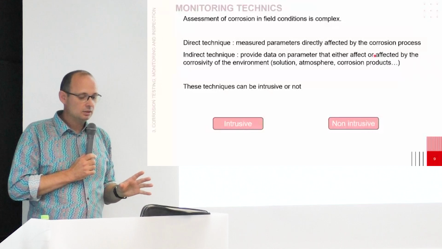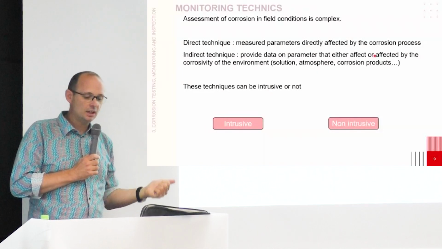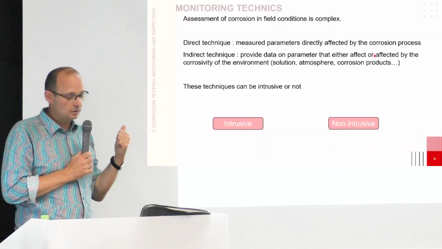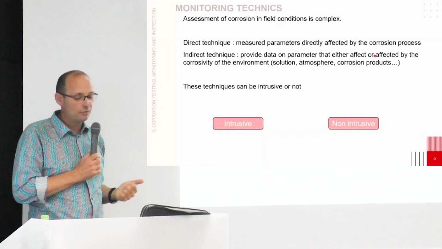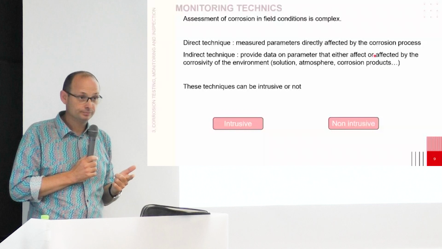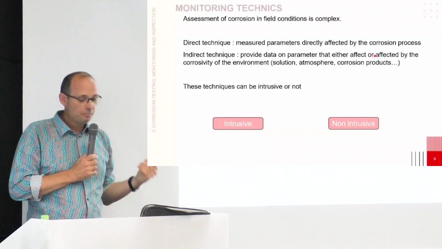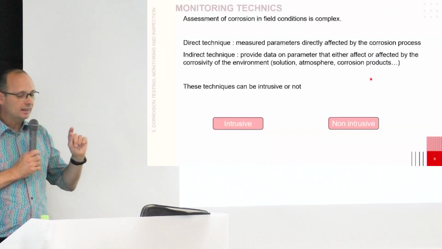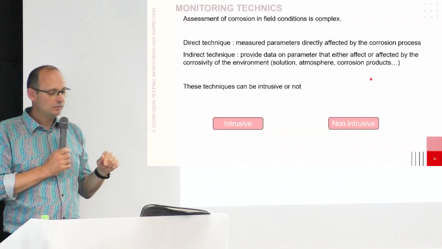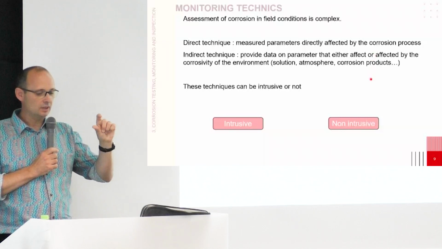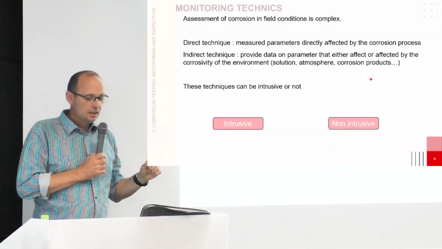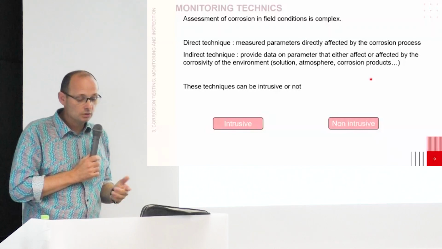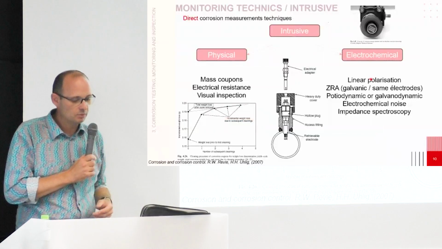There are two kinds of techniques, the direct one and the indirect one. The direct ones are defined as we measure parameters that directly affect the corrosion process. The indirect techniques provide data on the parameters that affect the corrosivity of the environment. Two different things, okay? These techniques, indirect or direct, can be intrusive or non-intrusive. Let's just give some examples.